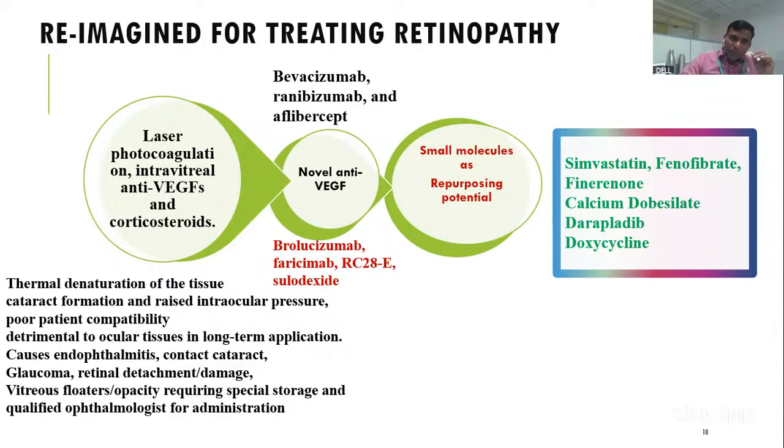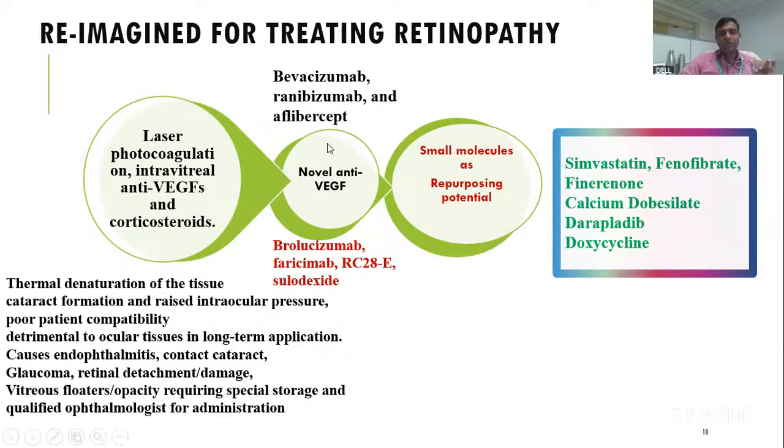But you will see there are many limitations of these three adopted strategies. The thermal denaturation of the tissue, cataract formation, rise in intraocular pressure, complications detrimental to the ocular tissue in long-term application, endophthalmitis, inflammation, cataracts, and glaucoma. These are the list, whatever I am showing, it is not the limit. There are many such problems with these drugs or strategies.